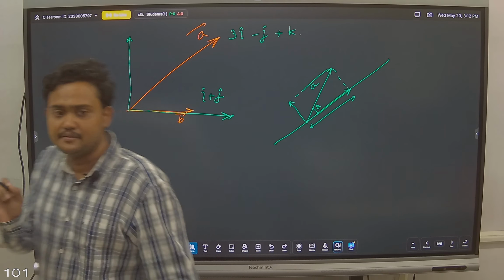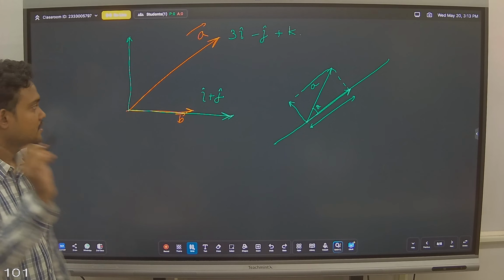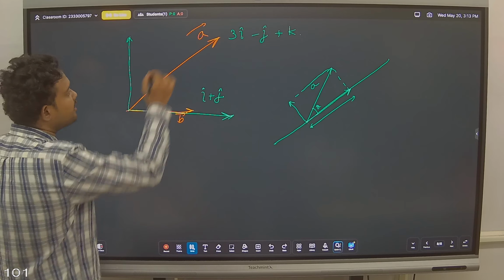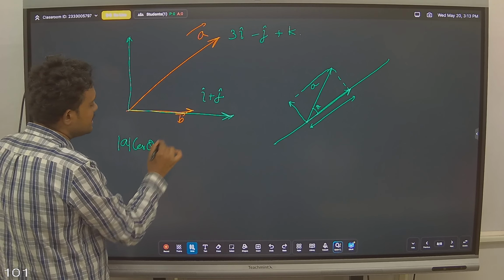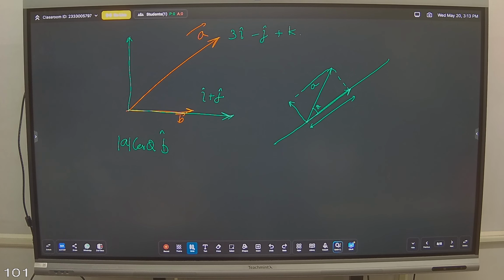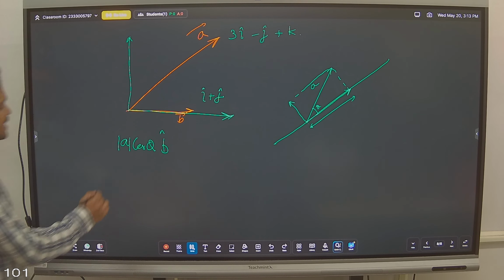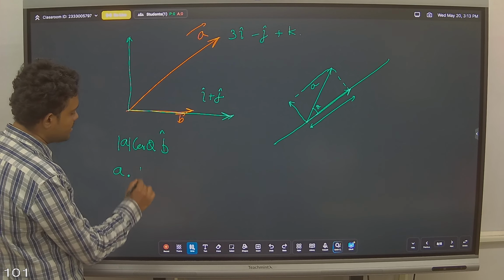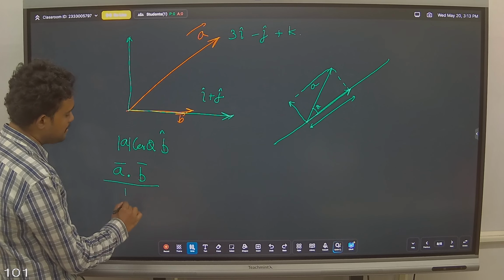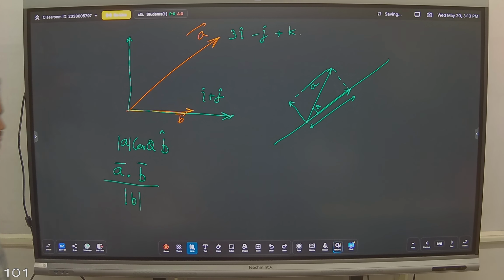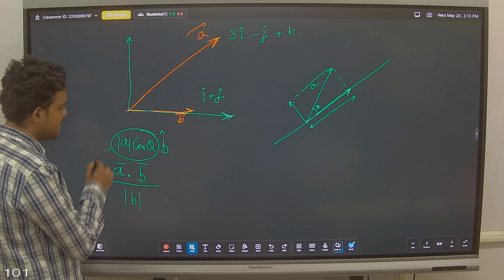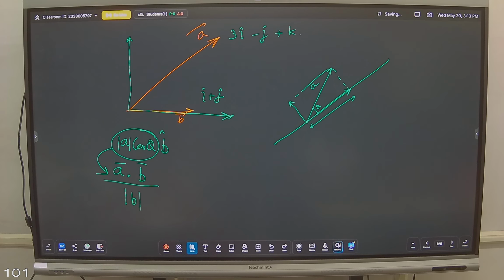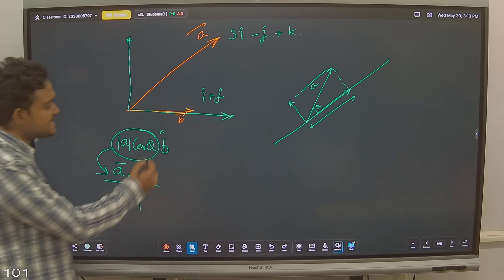So I will give you a hint to start with. What you need essentially is mod A cos theta B cap. Now mod A cos theta can be written as A dot B divided by mod B. You multiply that with B vector.